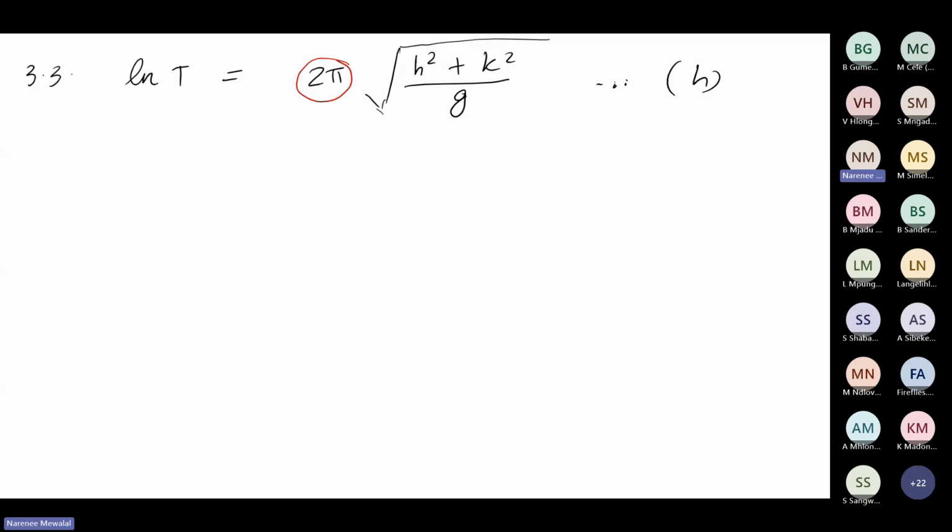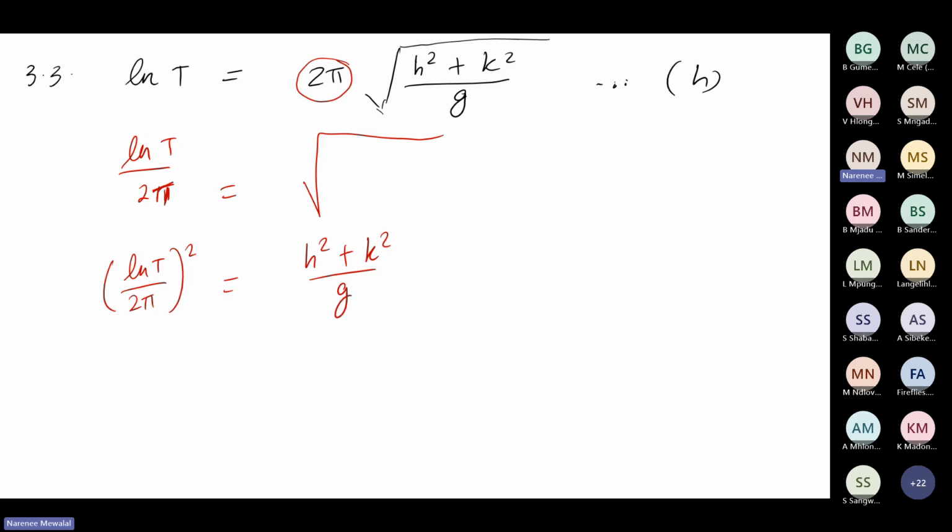All right. So you are multiplying by 2 pi. We want to make h the subject of the formula. So we're going to have to start moving things one at a time, starting with the 2 pi. So you're going to get ln t over 2 pi is equal to the square root of all of that. Then to get rid of the square root, you're going to square both sides. So you're going to get ln t over 2 pi all squared is equal to h squared plus k squared over g. Then the next thing that you're going to do is you can move this g over.